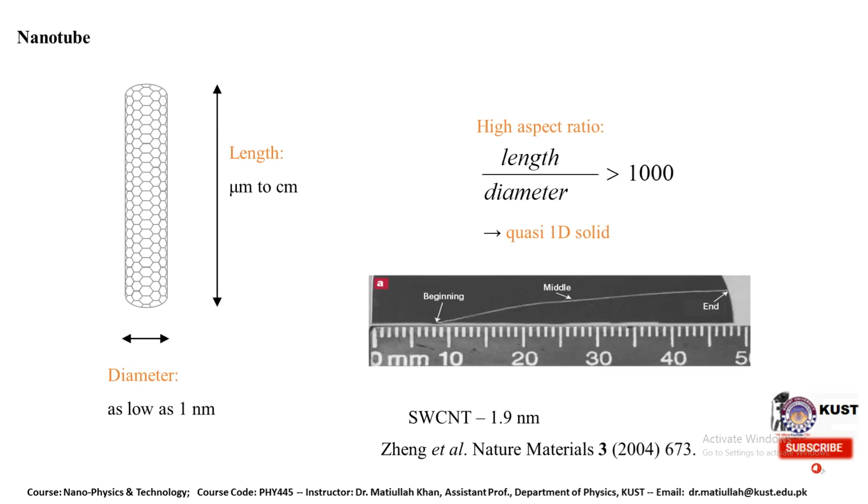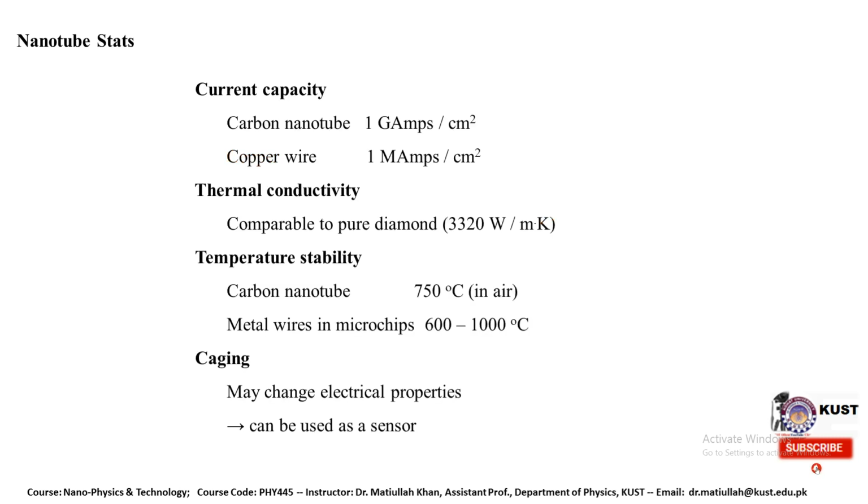So this is the structure of the single wall carbon nanotube, and its diameter, its length to diameter ratio, or the aspect ratio, that is actually the ratio between the length and diameter for a particular carbon nanotube. This is especially for single wall carbon nanotubes whose diameter is around 1.9 nanometer. So nanotubes have some specific properties, which are mentioned here along with their values.